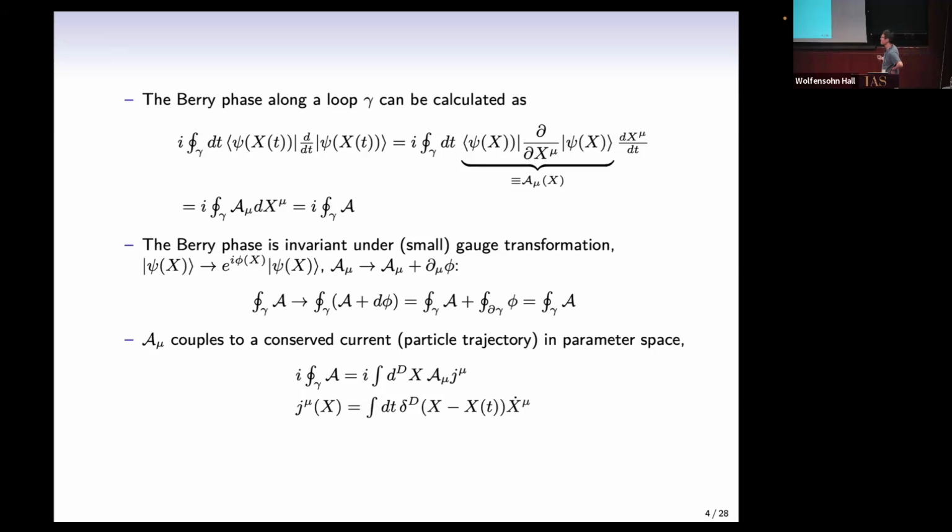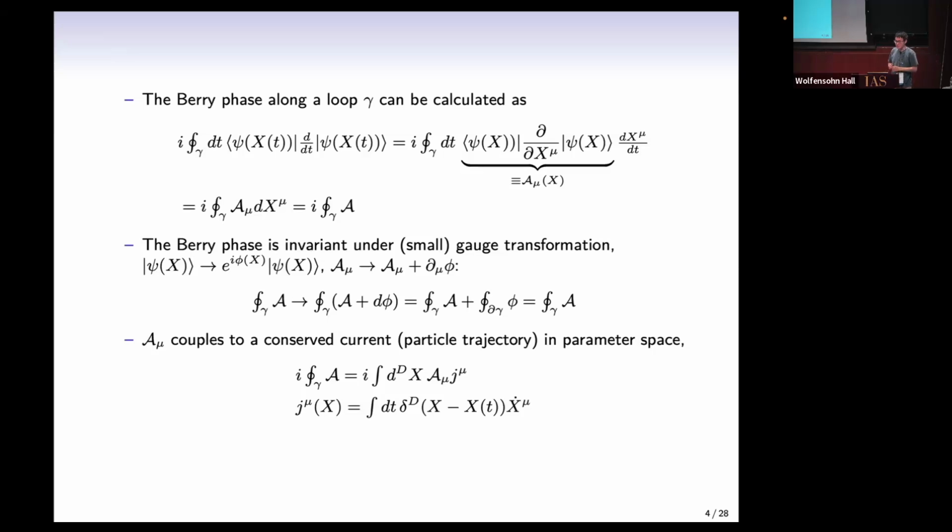And then because of the conservation law, there's a gauge invariance. And then the same applies to the Berry phase and the Berry connection. So Berry phase is invariant under the gauge transformation, where we shift the Berry connection by the derivative of this gauge function phi, and then the Berry phase stays the same, as it should be, because this gauge transformation is induced by the gauge transformation of the quantum state.